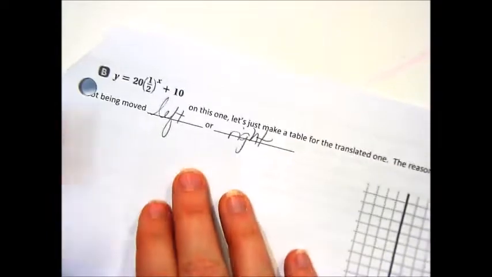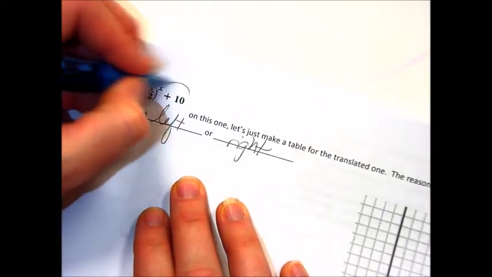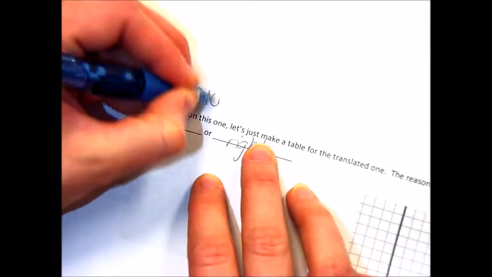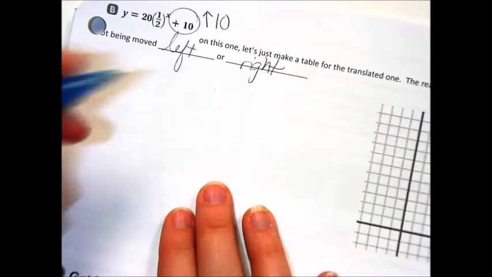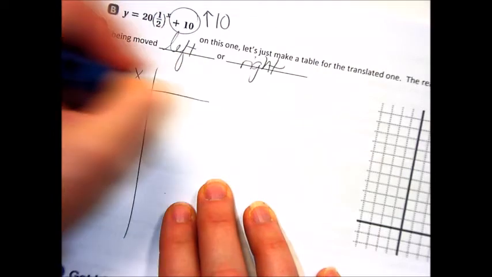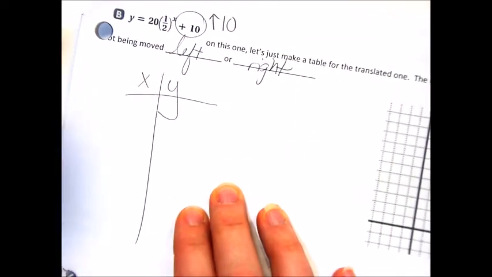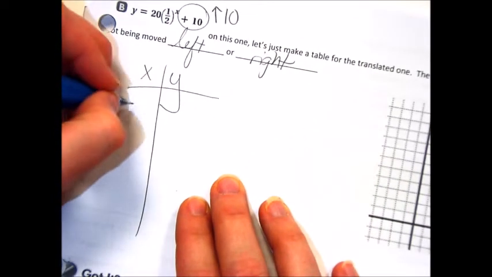My bad. Next. Okay, so this one doesn't have anything with the x's, but this 10 in the back is going to move it up 10 units. When we move it up 10 units, that's not moving it left and right, so we're going to keep our x's what they were originally. So you only change your x's if you're moving left and right.